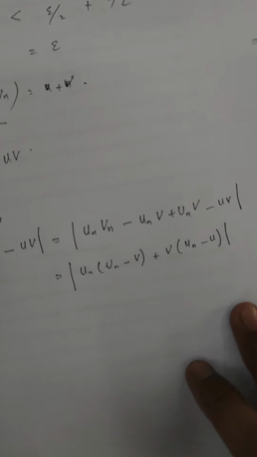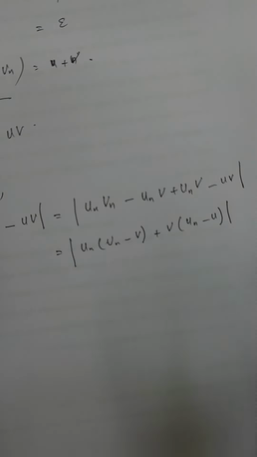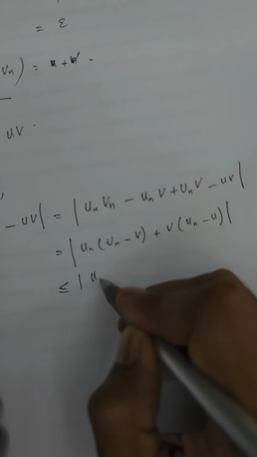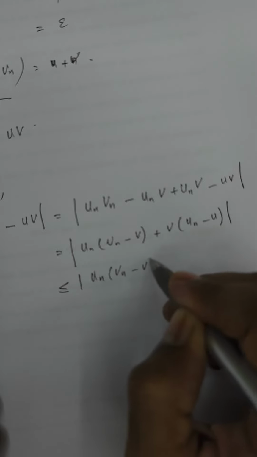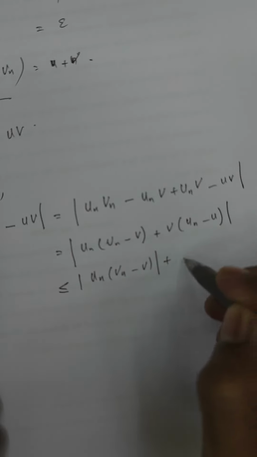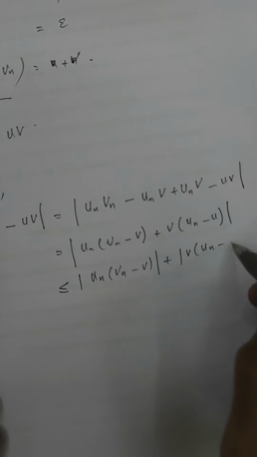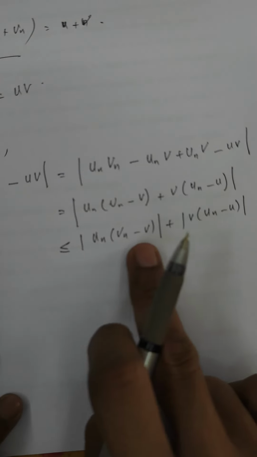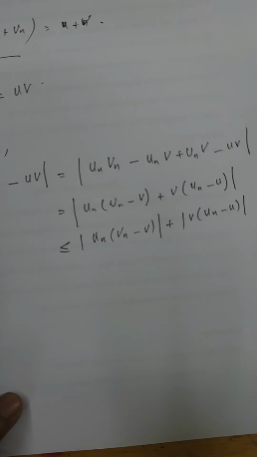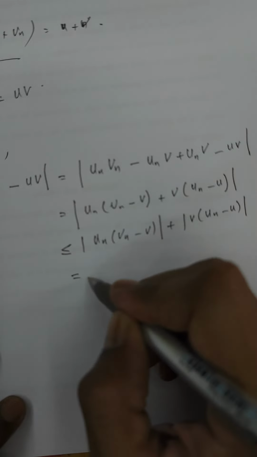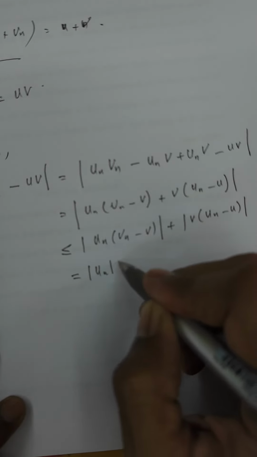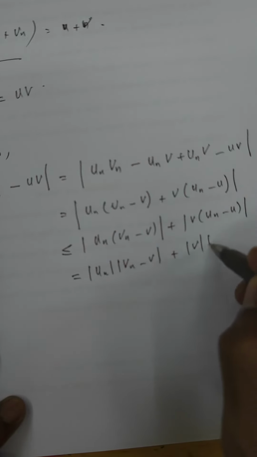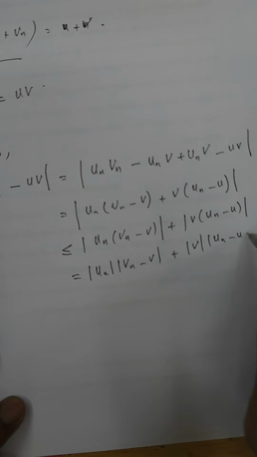Alright, and then you can use the triangle inequality. This is less than or equal to un times vn minus v plus v times un minus u. Okay, this is multiplication of two sequences, so this is just equal to un times vn minus v plus v times un minus u.